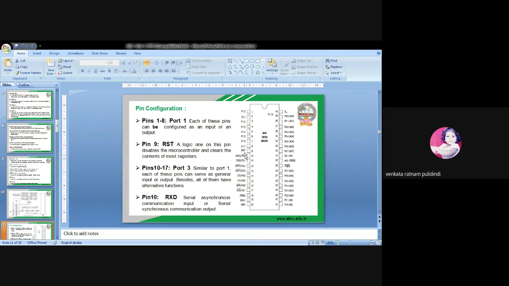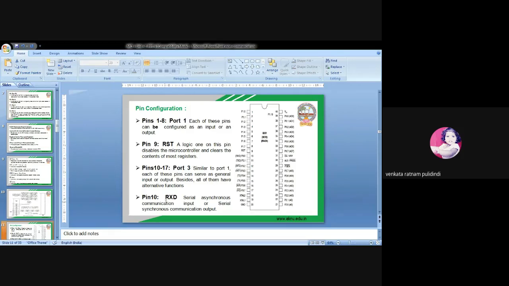Pin 9 is RST, which resets the elements or external devices. When RST is logic one on this pin, it disables the microcontroller and clears the contents of most of the registers. For example, when the reset pin is set to 1, it clears the accumulator and all the registers. At the same time, it disables the microcontroller.